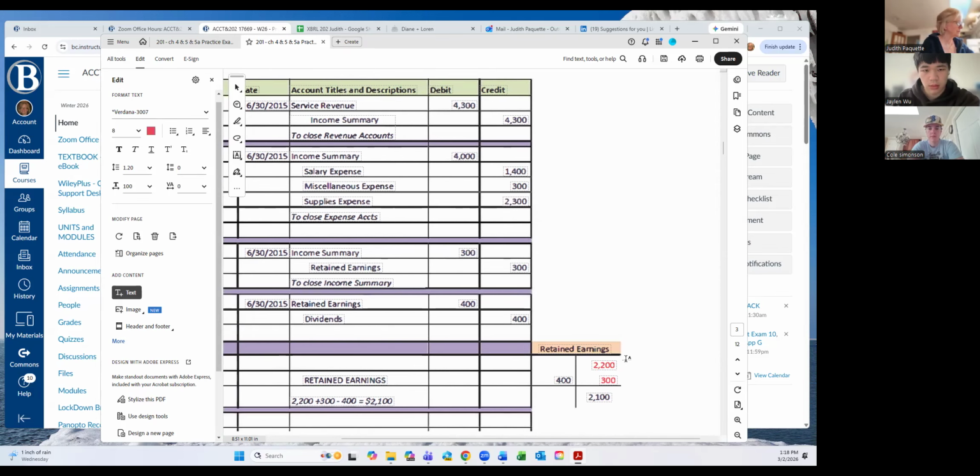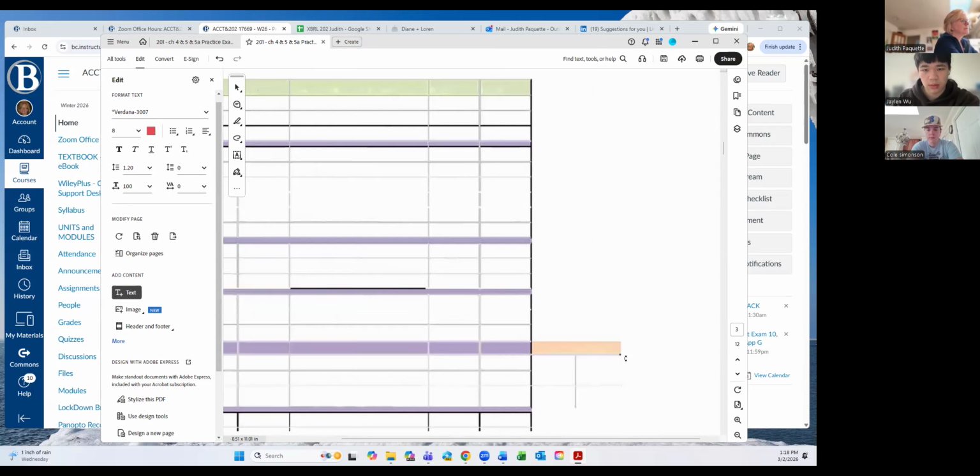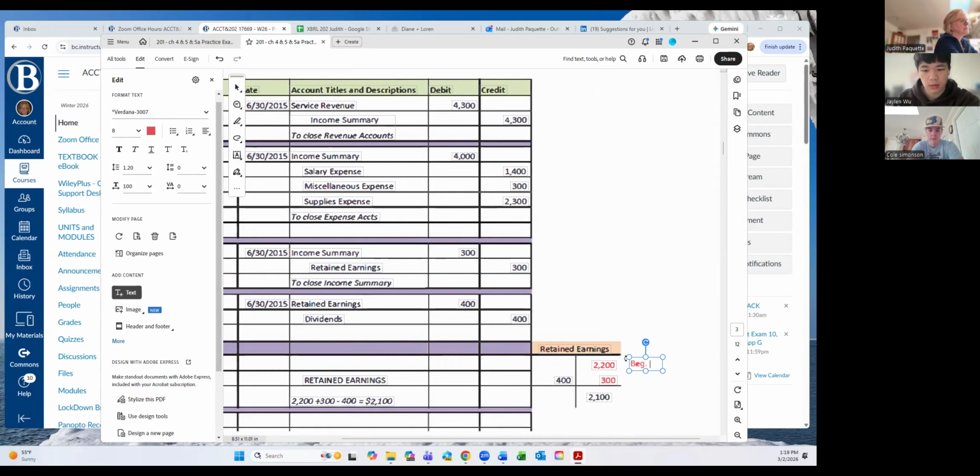So right here, you'd say, that 2,200 is your beginning balance, okay? And then here we've credited income summary 4,300. We've debited income summary 4,000. And what I didn't show here, and I kind of wish I had, is the balance in income summary. We only use income summary for the closing journal entries. So the beginning balance is always 0.